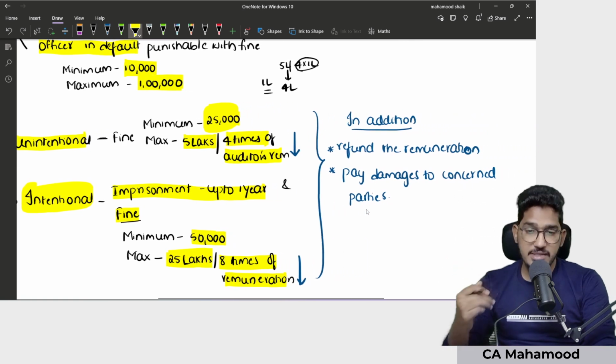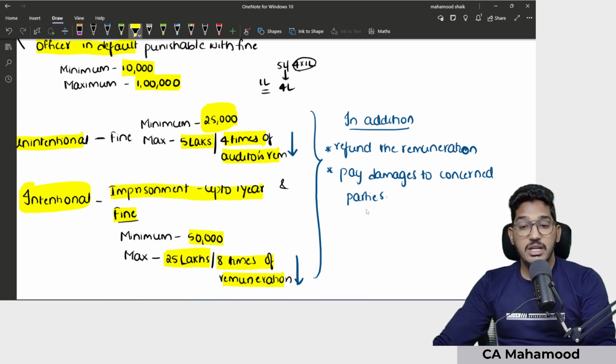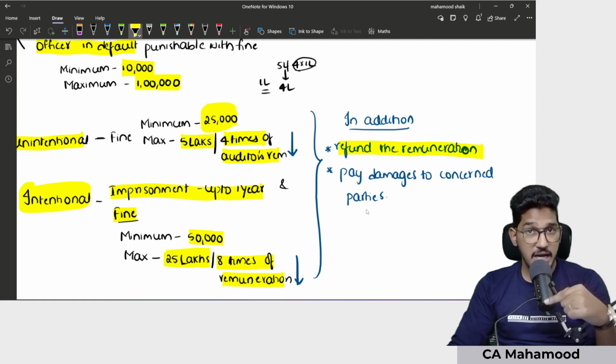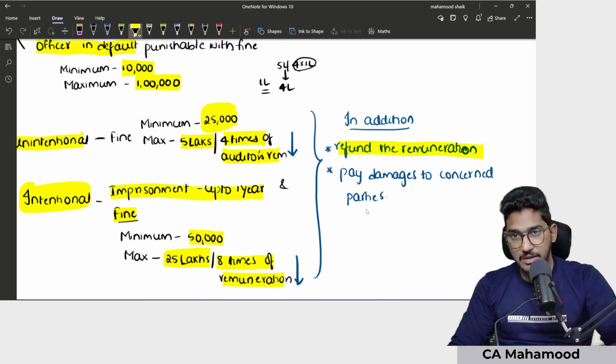See, in addition to these penalties, both in intentional as well as unintentional cases, after going through this punishment, the auditor shall refund his remuneration back to the company, whatever remuneration. In addition to the penalty I am talking about, you have to refund the remuneration back to the company.